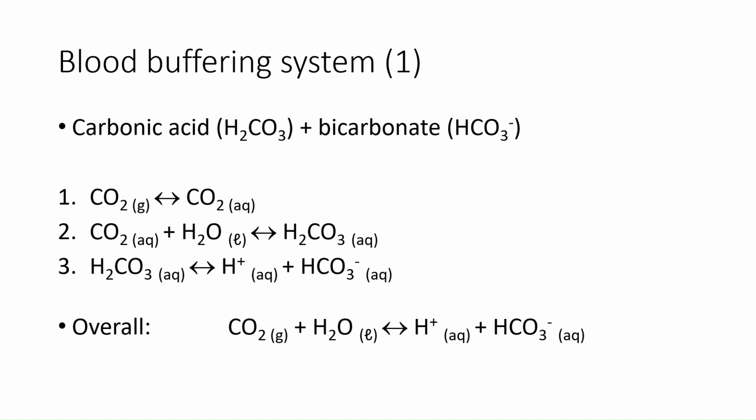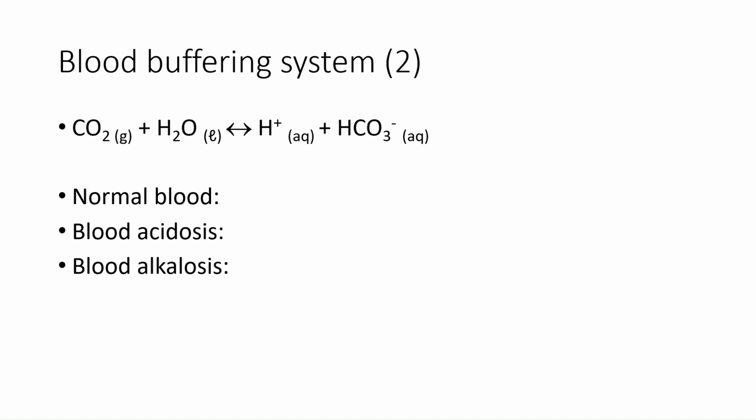So the overall equation for these processes all added together is carbon dioxide gas plus water can form a proton and bicarbonate. And so this is the buffering system that helps to keep your blood at a very narrow range of pH, and your blood needs to be at that pH to keep you healthy, to keep all of your enzymes able to catalyze reactions at the proper rate, to make sure that proteins can keep their shape and perform their function to keep you healthy.